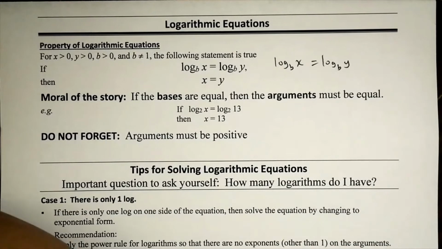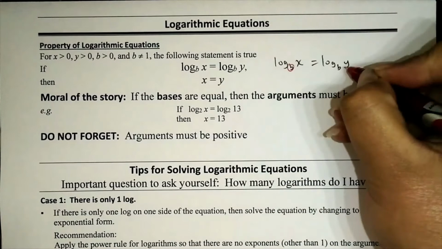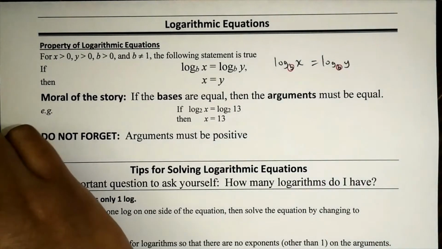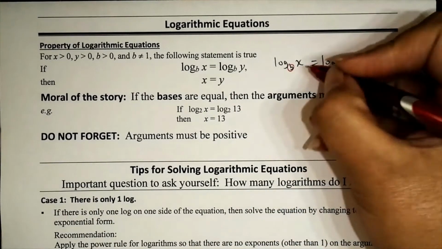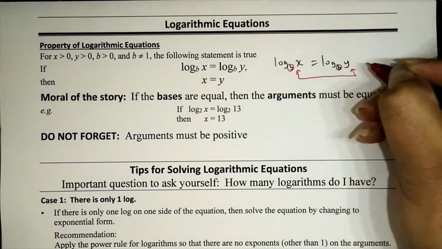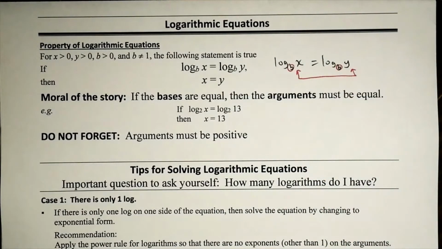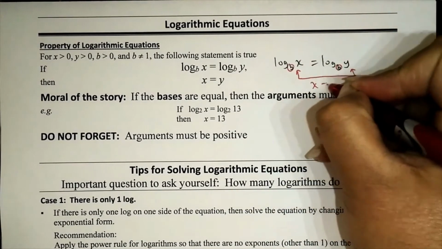What I want to point out is, what is it that looks exactly the same? So in this case, the base of the logarithms are the same. And if the bases are equal, and this is an equation, then there's no way around it. The arguments have to be equal.